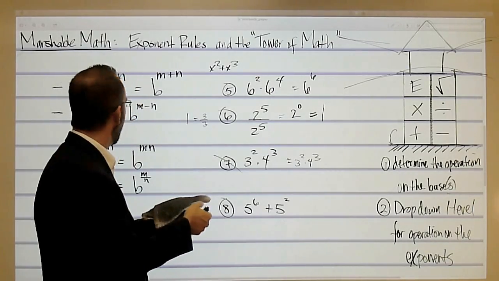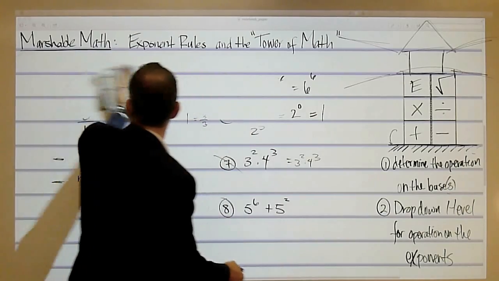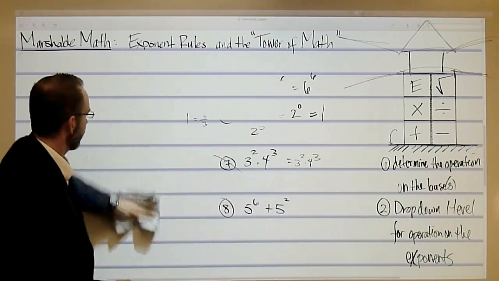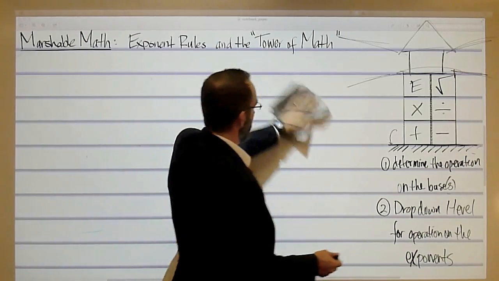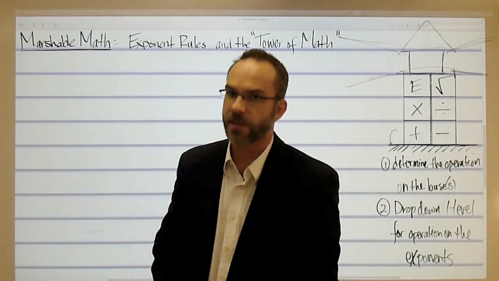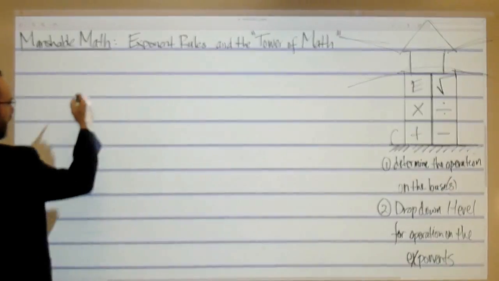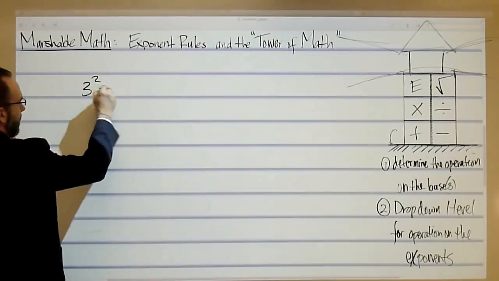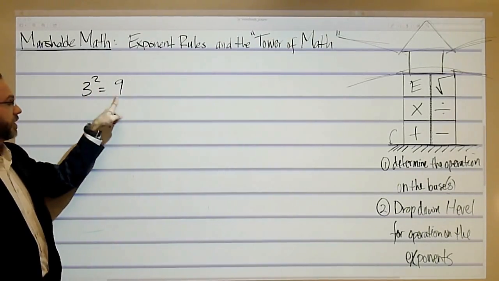I want to talk one more moment about some misconceptions. Let me just go ahead and erase all this. Exponents sometimes give people a hard time, and they give people a hard time because small things make big differences. Remember this, if I had something like 3 squared, I would say, well, that's real simple, that's 9. 3 is the base, 2 is the exponent, 9 is the power.